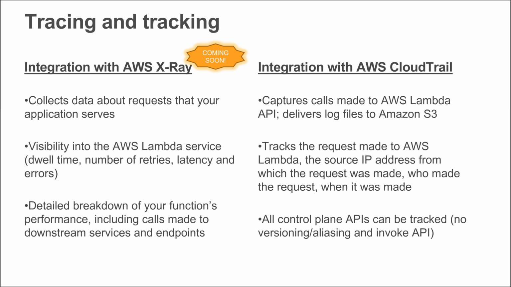And remember, it's only the control plane APIs. So for example, there is no versioning or aliasing, or the invoke APIs aren't sent to CloudTrail yet. But anything which is creating a function, changing the configuration, metadata, creating new policies, changing the event source, all of these are tracked into CloudTrail. So you can see what's going on and trace the history of your application.